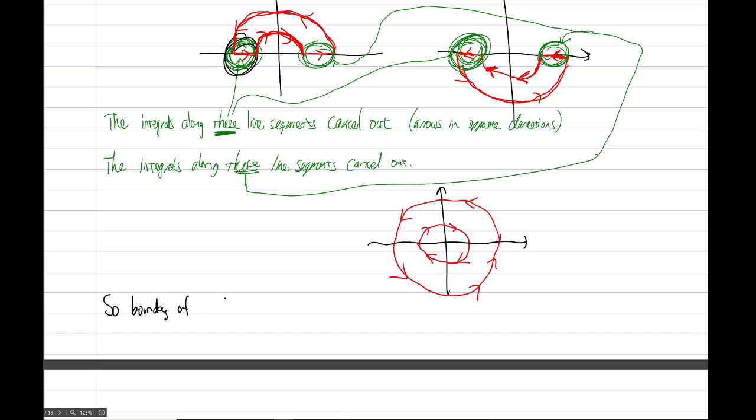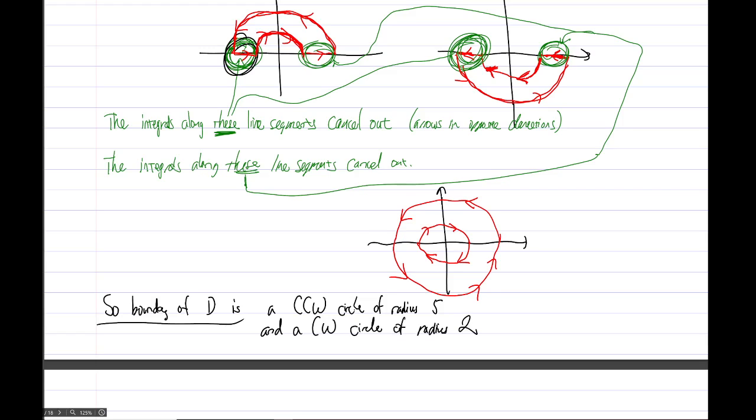So the boundary of D is two things, right? It's a counterclockwise circle of radius 5 and a clockwise circle of radius 2.